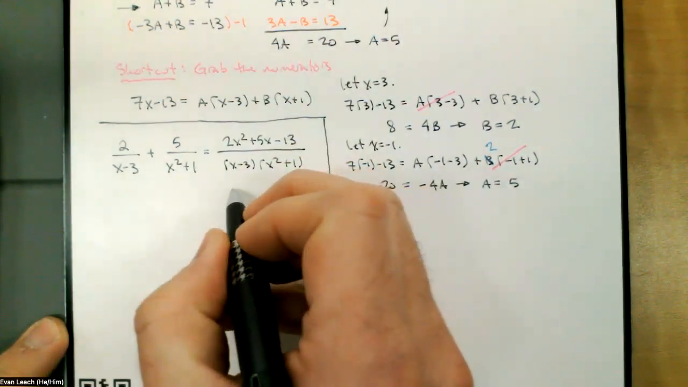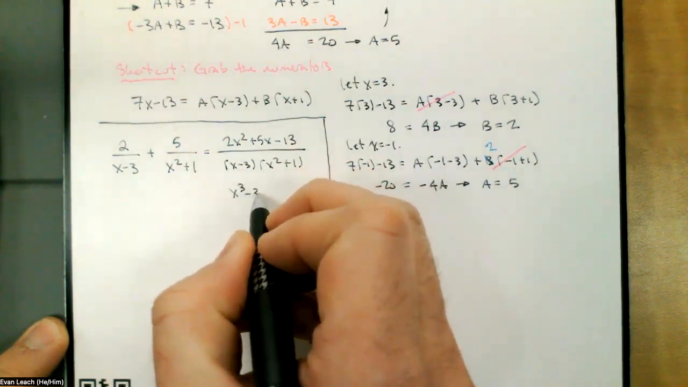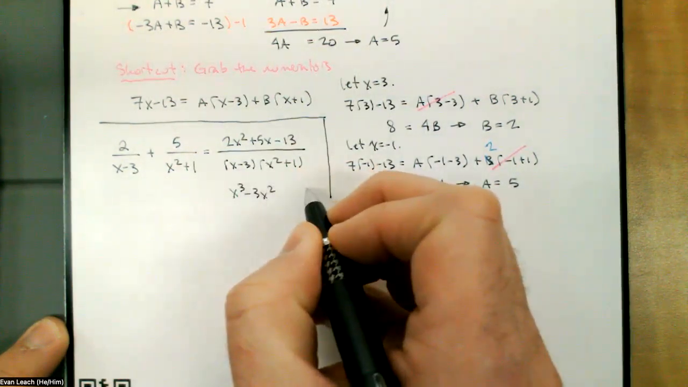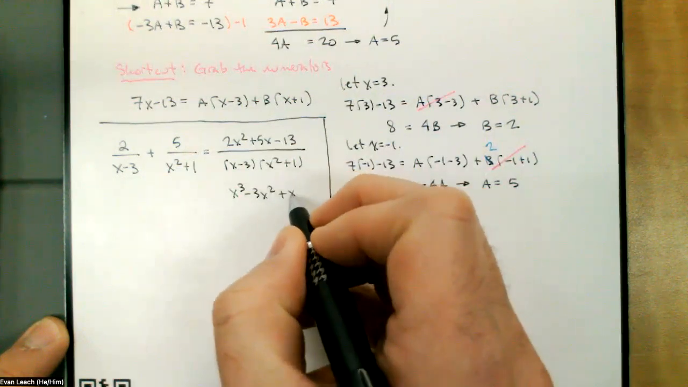Let's also multiply this out. We'll have x cubed minus 3x squared plus x minus 3.